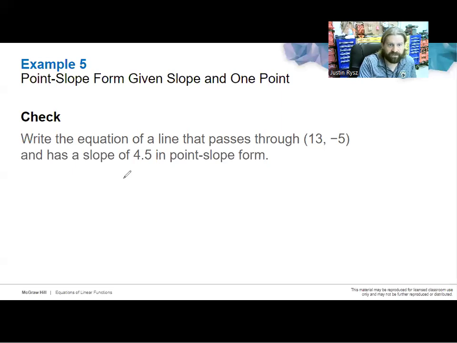All right, let's check our work here. So we got y equals mx plus b. What is m? What is b? M is stated right here, 4.5. We don't know b, so we're going to plug it in. We get -5 is our y, m is 4.5, x is 13, solve for b.